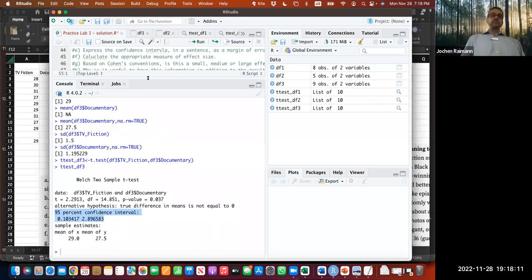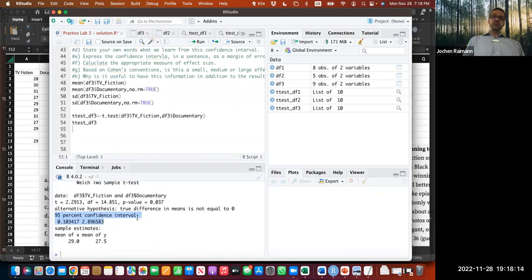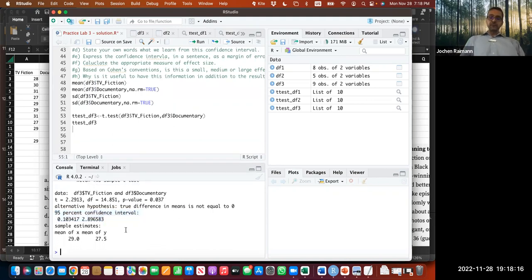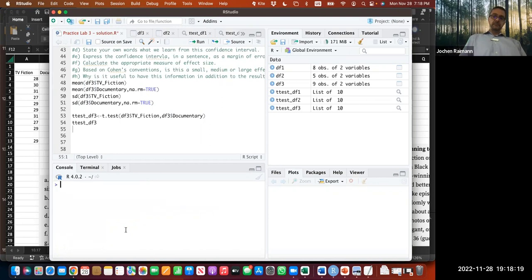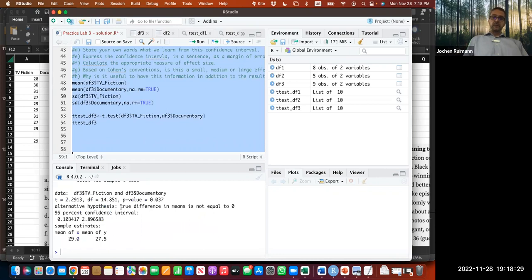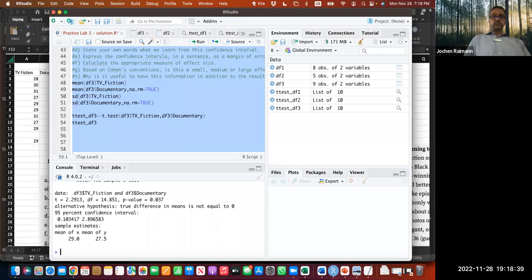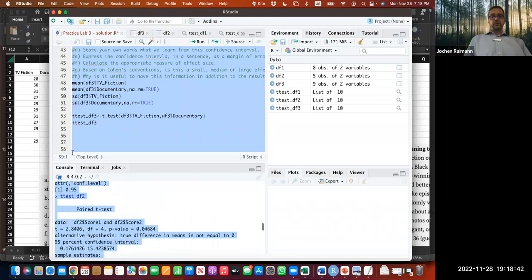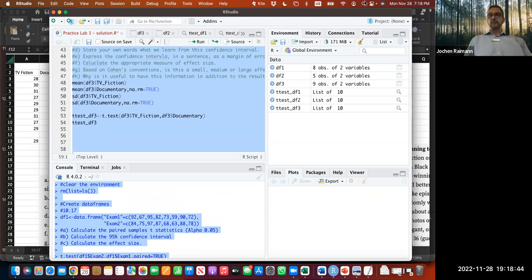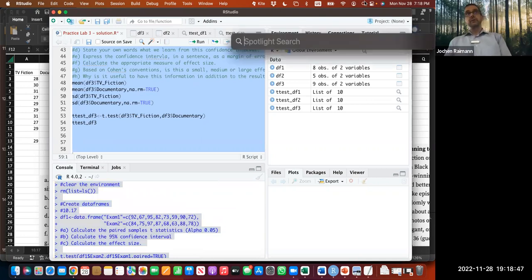All right, so practice lab 3. The only thing you need to do now is to click on the console and press Control and L. You click on the editor, on the script, and press Command and A. You press Control and Enter, just like the last time. And then you select everything from the console, press Command and C, and copy this over into a text edit file.